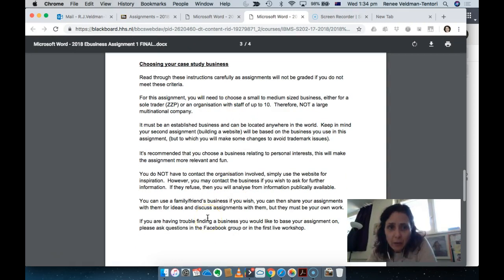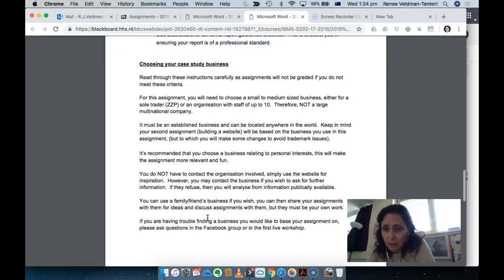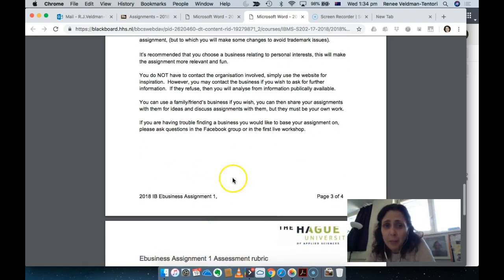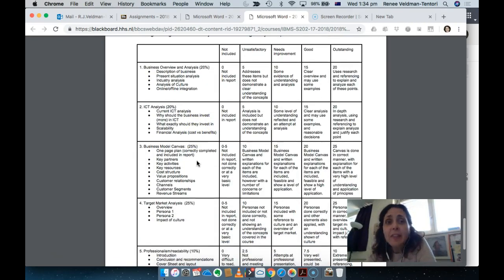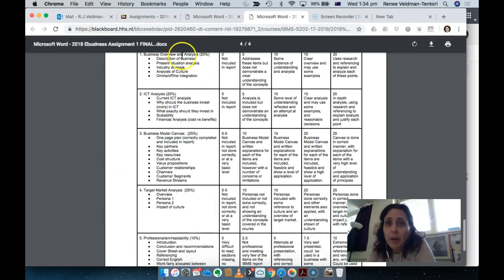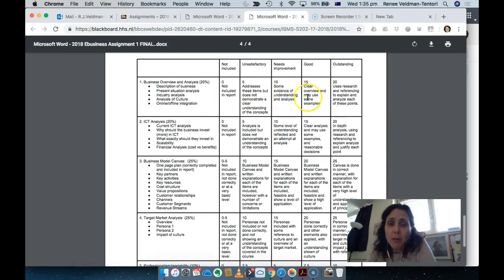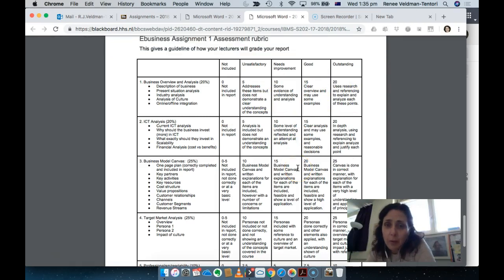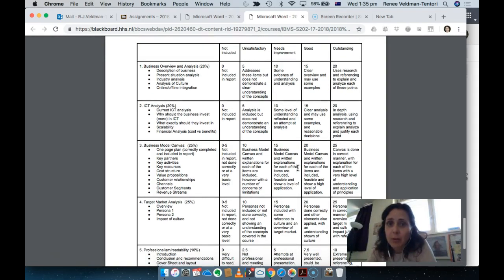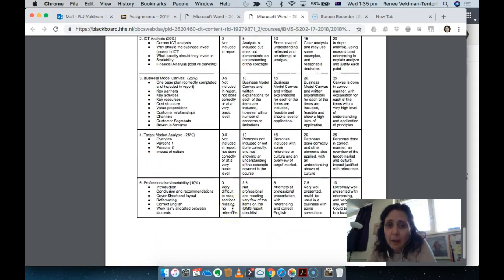That's the guidelines for your case study business. You don't have to talk to the business. A lot of students like to because it makes it more interesting. But there's more information there. And finally, this is how we will be grading. So I talked through each of those sections earlier on in this document, but that will give you a little bit more transparency in terms of when your lecturers are grading your report, how they are graded.